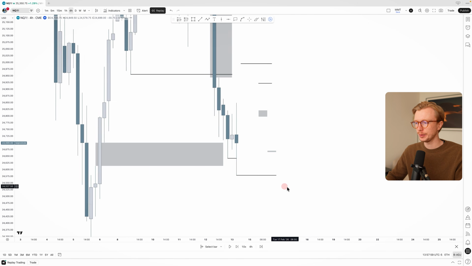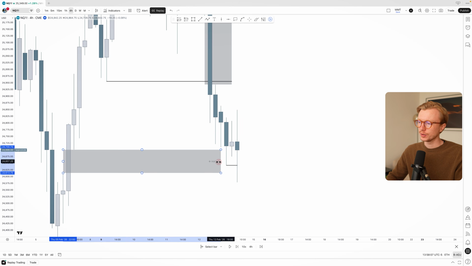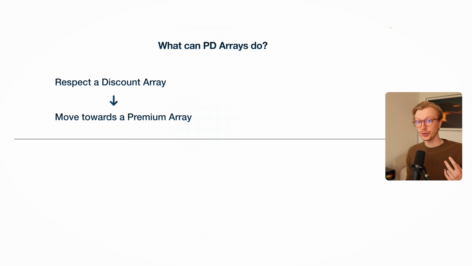If we go back a little bit right here, we see that at this moment in time we are respecting the bullish fair value gap and we are respecting that swing low right there. Because we are respecting discount arrays, it's very likely that the next move is going to be towards a premium array. So when we trade into a discount array, there are two things that can happen. We are either respecting it or disrespecting it. What we see right here is the second option.